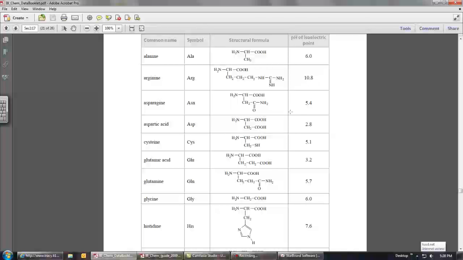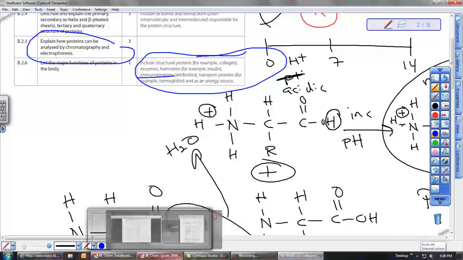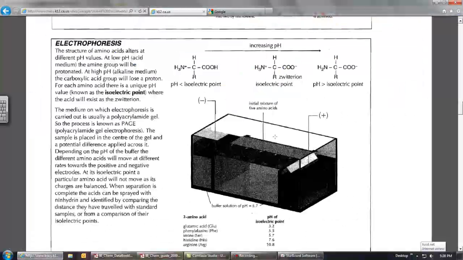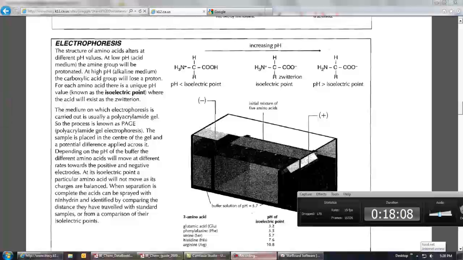So when you run your electrophoresis at 6.0, alanine will not move, but arginine, which is positive, which direction will it move? If the center represents no movement, it'll move towards the negative. Do you understand how that works? It's a method for separating proteins based upon pH. Does that make sense to everybody? Okay. I'm going to stop.